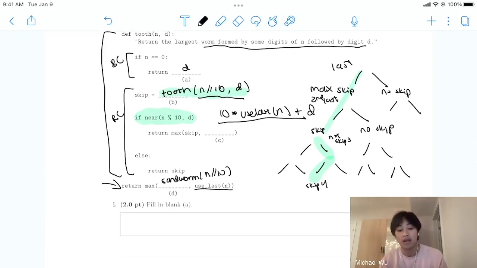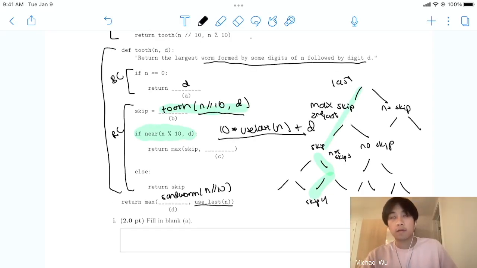So that's why it's so powerful to have this pattern where you're including the last element and excluding the last element and summing up all of those recursive calls, because you can traverse down all of these different paths in our recursive tree and essentially account for all of the different combinations of options that we have.